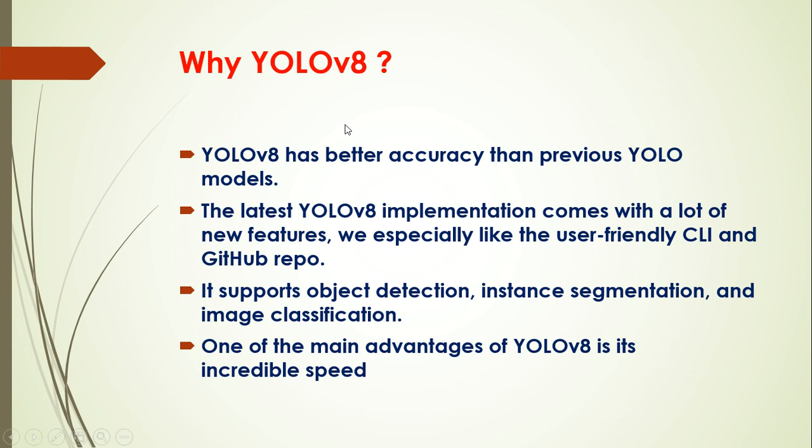YOLOv8 is a deep learning model utilized for object detection and is very familiar today because the main benefit of YOLOv8 is its speed and accuracy, and it moreover supports precision also.